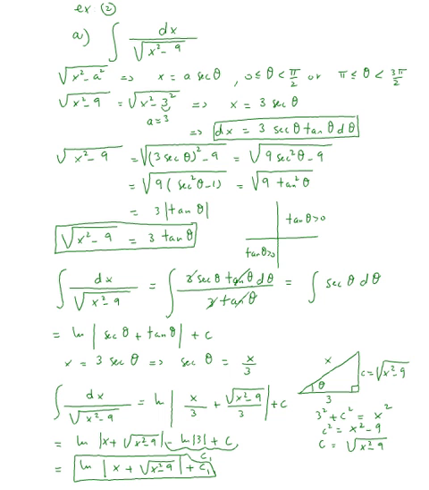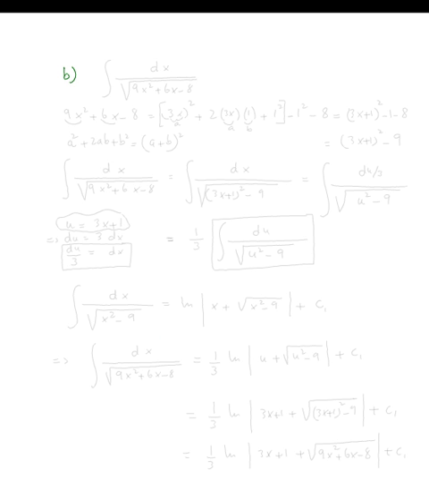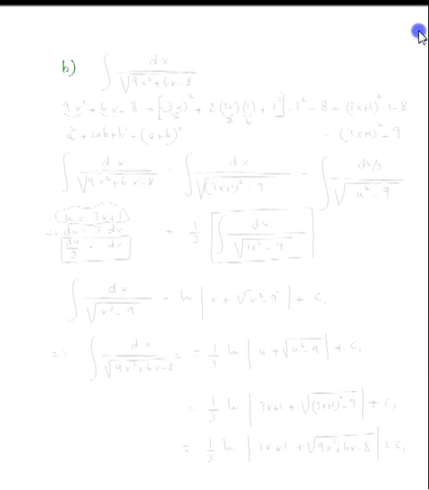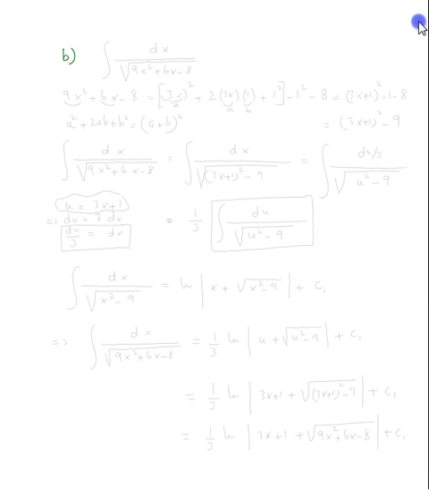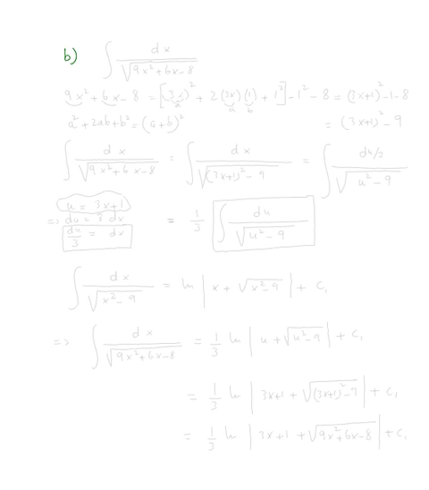Now let's do example B, but we will be using example A to finish solving example B. So let's do the integral of dx over the square root of 9x squared plus 6x minus 8.